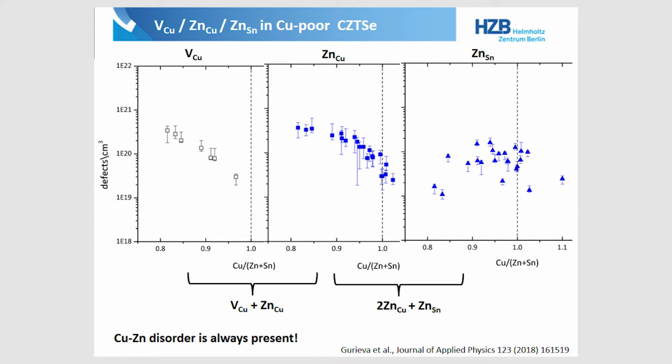Of course, they are not all electrically active because it's possible to form defect pairs, the same model which is applied also in the chalcopyrites. You form defect pairs to make these structural point defects inactive. But you have to think, besides these point defects, you have always copper-zinc disorder.